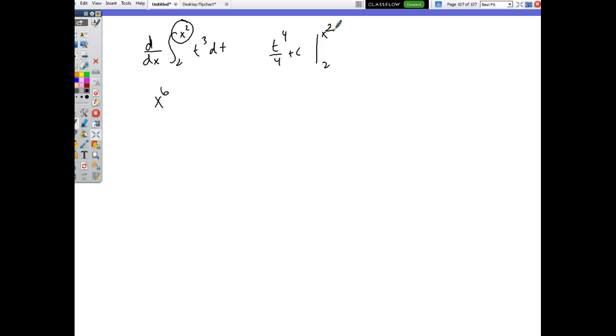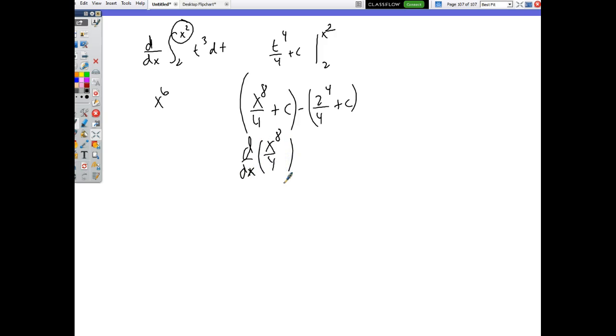Now I'm going to plug in that x squared. I get x to the 8th over 4 plus c minus 2 to the 4th over 4 plus c, right? The c's don't matter. I'm wasting time. This second part is a number, so that all goes away. I get x to the 8th over 4. And I'm going to take the derivative with respect to x. Agreed?